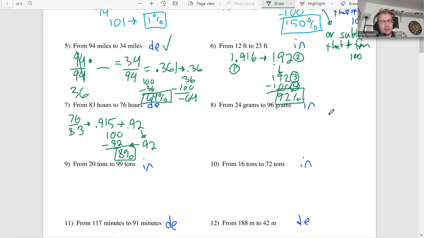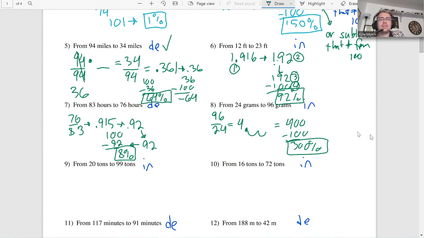96 divided by 24. I get exactly 4. Whoa, crazy. 96 divided by 24 is 4, so no need to round. But I still want to take the decimal place and move it over 2 spaces. And then I want to subtract it by 100. 300%.